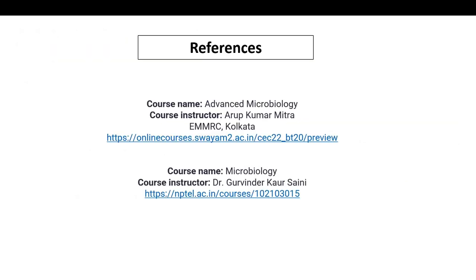To look into microbiology techniques in greater detail, you can refer to these two courses from NPTEL. The first one is Advanced Microbiology by Dr. Arup Kumar Mitra of EMMRC Kolkata, and the second one is the microbiology course taught by Dr. Gurvinder Kaur Saini. You can look into these two courses to get more details about microbial techniques.